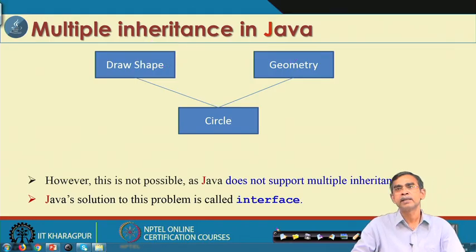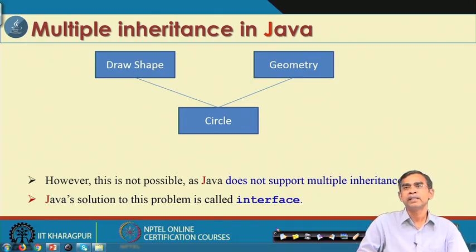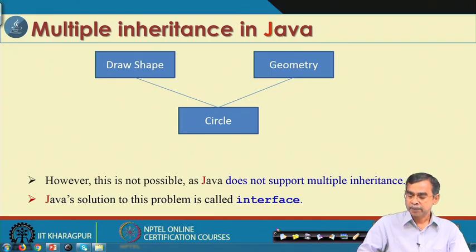So, this is the concept: if we are able to inherit the characteristics from 2 or more classes, then it is not a single inheritance, it is called multiple inheritance. However, Java does not support multiple inheritance. Then how can we achieve this? There is an alternative way of doing this. This is possible using an interface.